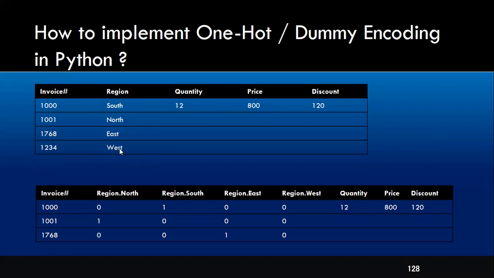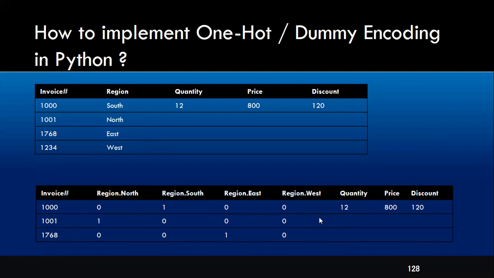In this case we have 4 categories in the region column: south, north, east, and so on. For each region we are creating a separate column. For example, this record, invoice number 1000, belongs to the South region. Since we raised the invoice in the South region, we flag this one: 1 means true, 0 means false. The invoice number 1000 we did not raise in North. We raised it only in the South region, so we put the flag there, and for the rest of the regions we put 0.